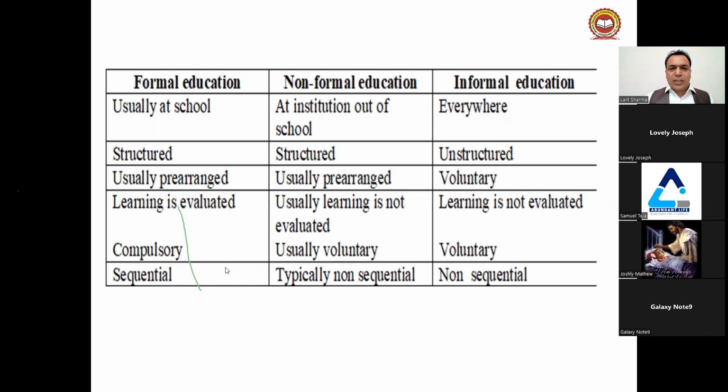So under formal education, the fourth point is that learning is evaluated, compulsory. Unless you give the exams, you don't get the degree or diploma in a school, right? So giving exams is compulsory. Under non-formal education, sometimes it is semi-structured, meaning exams, sometimes practical. But in informal education, there are no examinations. And lastly, formal education is sequential, non-formal is typically non-sequential, informal is non-sequential, right?